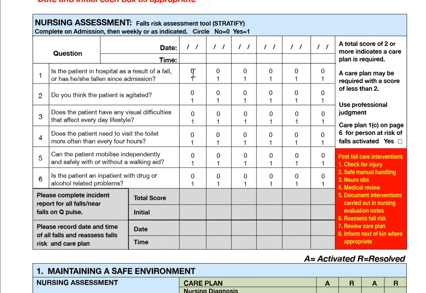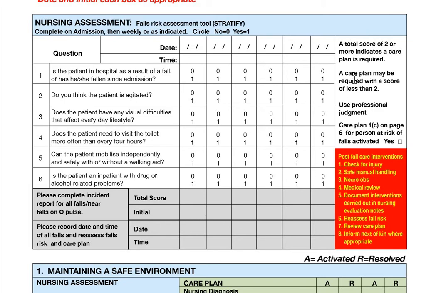So you circle 0 or 1. Do you think the patient is agitated? Does the patient have any visual difficulties that affect everyday lifestyle? Does the patient need to visit the toilet more often than every 4 hours? Can the patient mobilise independently and safely with or without a walking aid? And is the patient an inpatient with drug or alcohol related problems? So you add up all your scores to get your total score, and you put in your initial here.